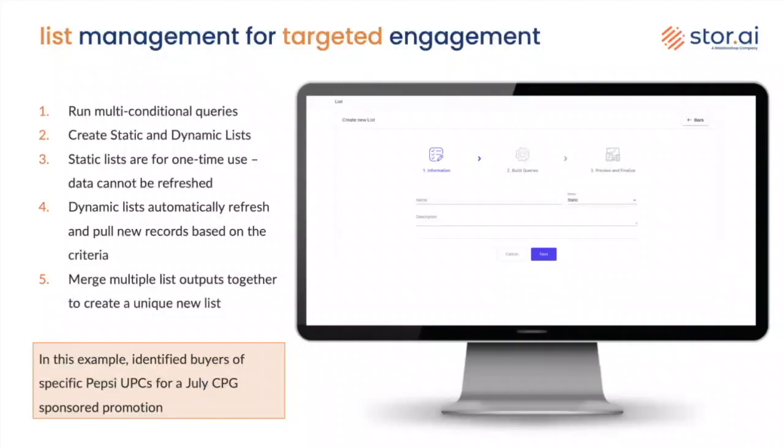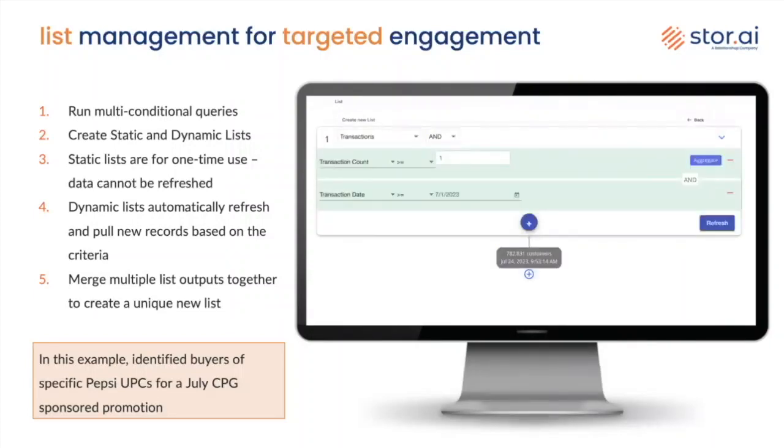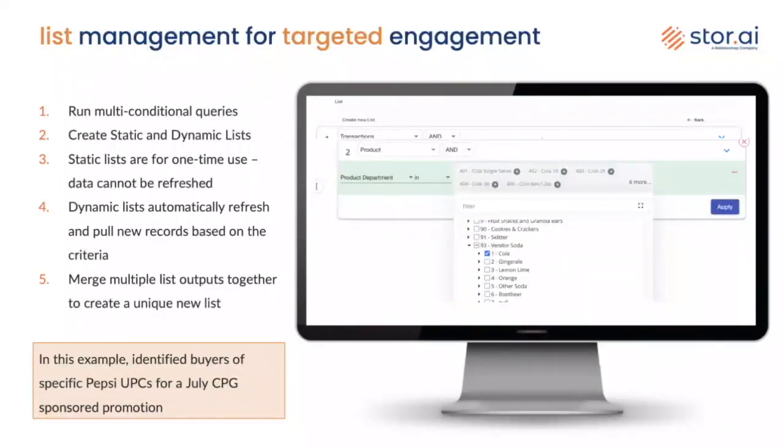So you can create multi-conditional queries. In this case, we're looking at defining buyers who are shopping in July, and they were looking for specific Pepsi shoppers to qualify them for a sponsored promotion. So we're going in and identifying those who have a transaction during the month of July. So it's a transaction count greater than 1 during the month of July, starting on 7/1/23. We're going to look at those who transacted within a certain product category, in this case cola. And this is based on this client's product hierarchy, so your hierarchy may be different. You would see it a little bit differently, possibly, on your side.